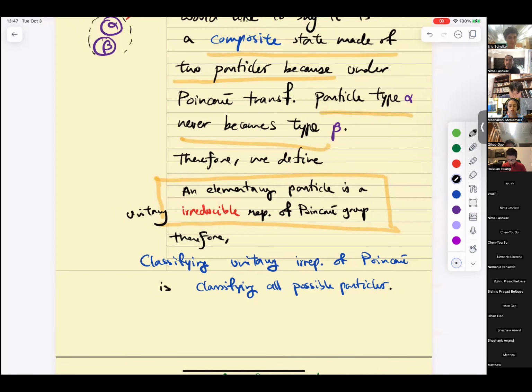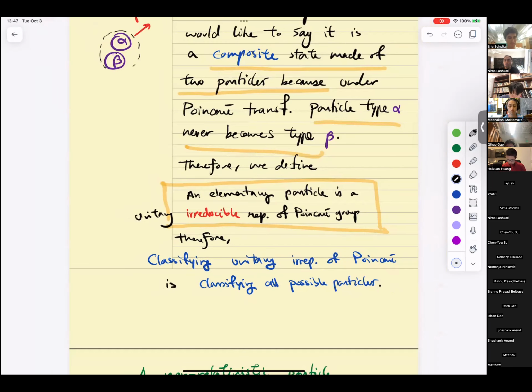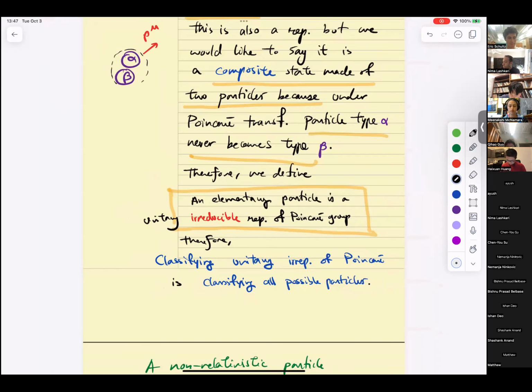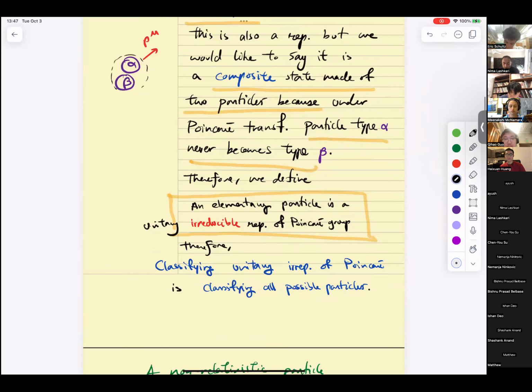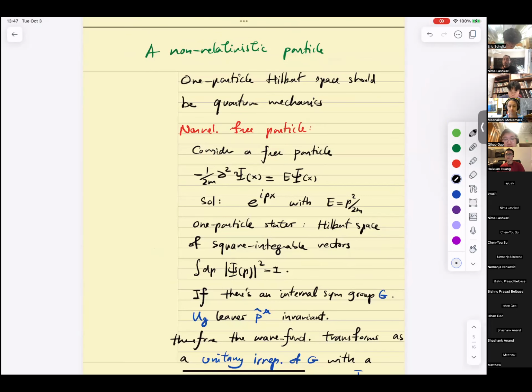All right, any questions? This was perhaps a little bit quick. I'll try to build intuition by giving an example from quantum mechanics. All right, so let's forget about relativity for a second, because the principle I'm describing is more general. Let's talk about a non-relativistic particle, good old quantum mechanics.